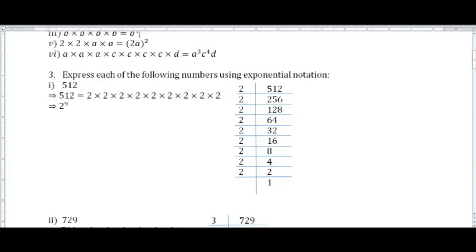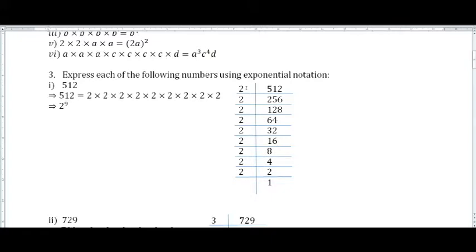We are going to express this number, that is 512, into its exponential form by using its prime factors. That means we are going to divide these numbers by certain numbers. If it is possible to divide with 2, first we have to divide it with 2. If it cannot, we have to see whether it can be divided by 3 or 4 or 5 like that.